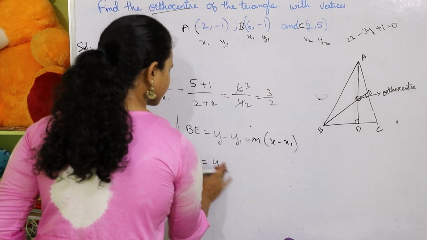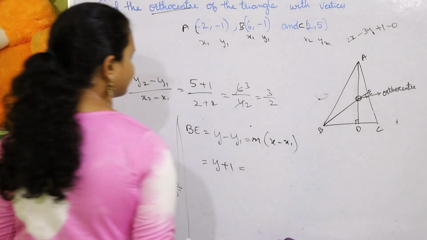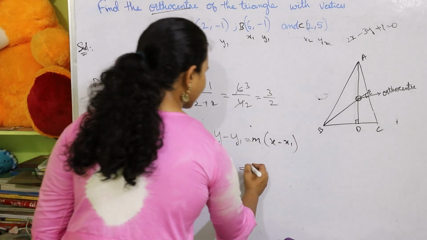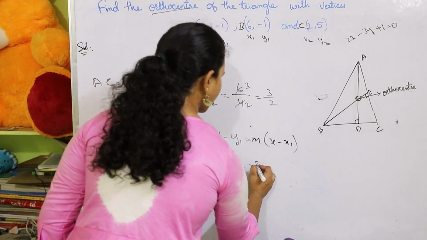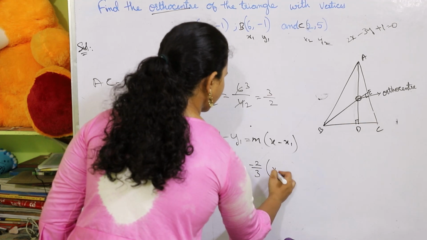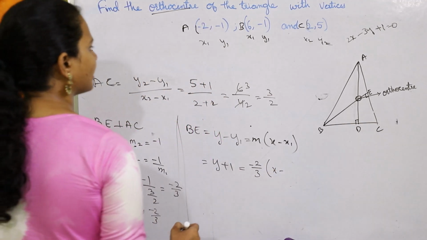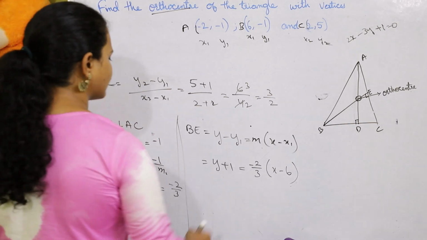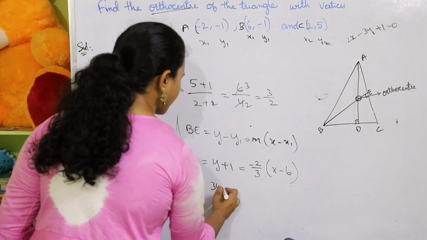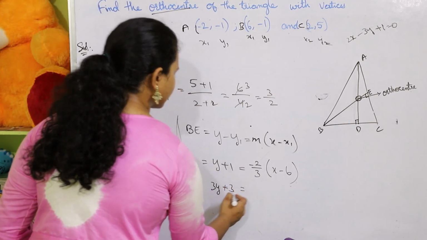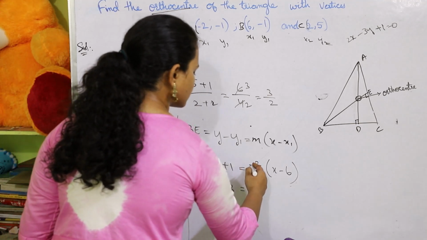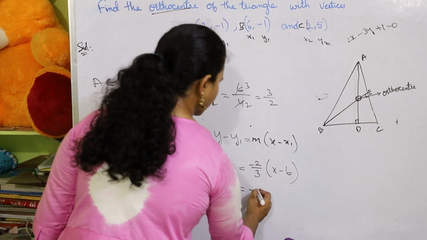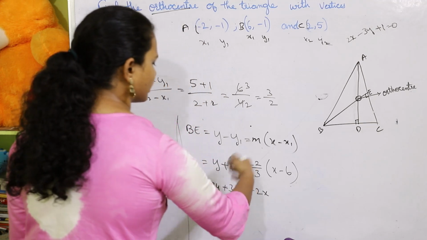So here plus 1 is equal to, minus into minus is plus, right? So plus 1 is equal to the m value, minus 2 by 3, into (x minus x1). The x1 value is 6, so 6 as it is. Now transpose this 3 to the other side. This becomes 3y plus 3 is equal to minus 2 into x, which becomes minus 2x minus 12.